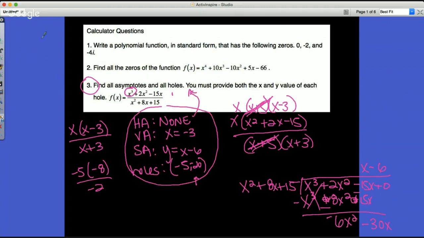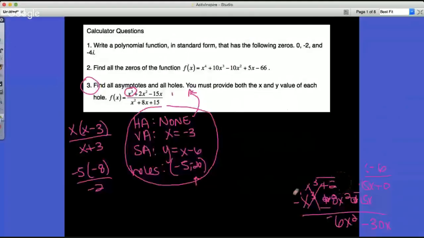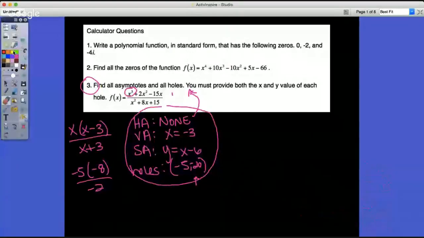Okay? All right. This is helpful. I'm going to just back up a little bit because we got all the information here. Let's do this. Let's graph this thing.